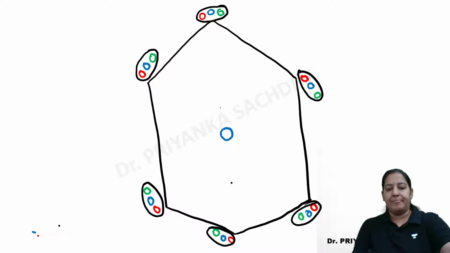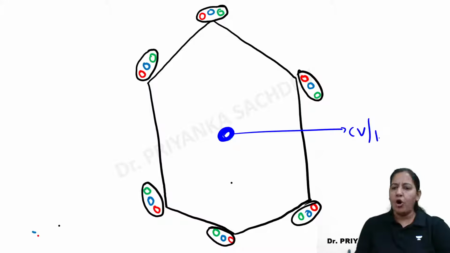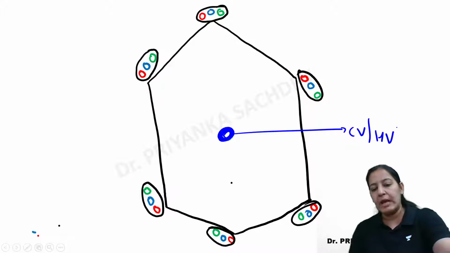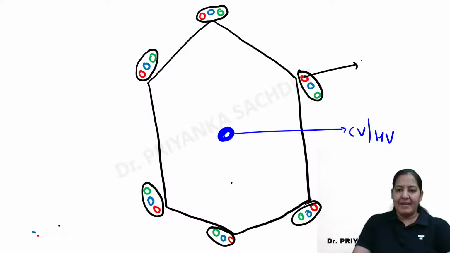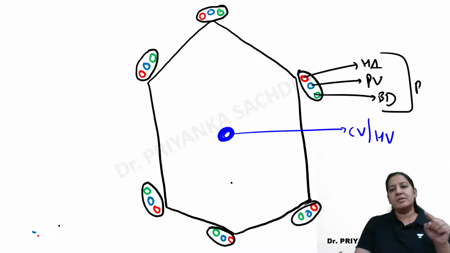At the center, you can see a vein. This is central vein or hepatic vein, whatever you call. At the periphery, you can appreciate the portal triads. This is hepatic artery in each triad. This is portal vein in each triad. This is bile duct in each triad, in each of them. So this is portal triad.